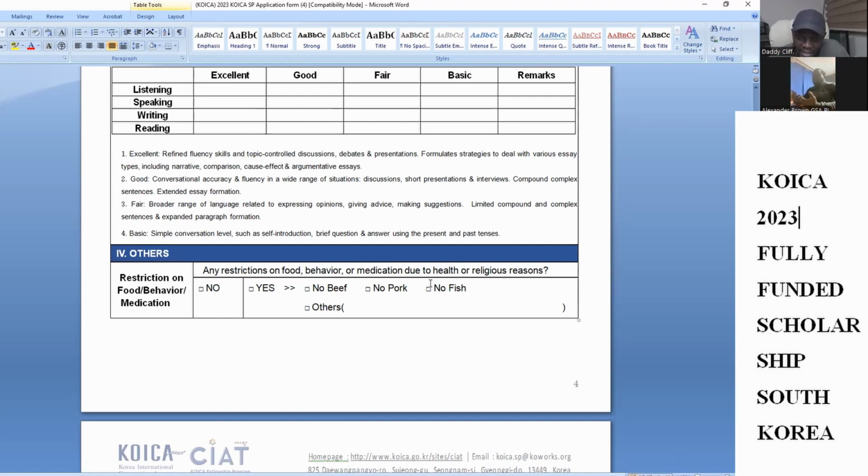Why would you even? So if you have any food restrictions in terms of maybe beef, maybe it could be religion. Pork, you don't eat fish. You write it there. They just have you check it. It could be food behavior or medication. You just check it. So if it's no, then you just check the no. But if it is yes, when you check the yes, then you write it there. They have given no pork, no fish. Then the others, if it's not, you can take beef, you can take pork, you can take fish. If yours could be chicken, then you write it there.